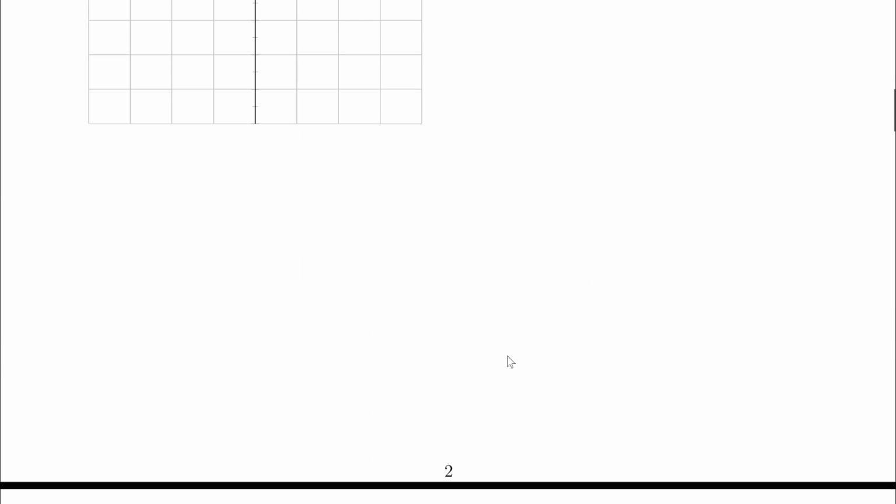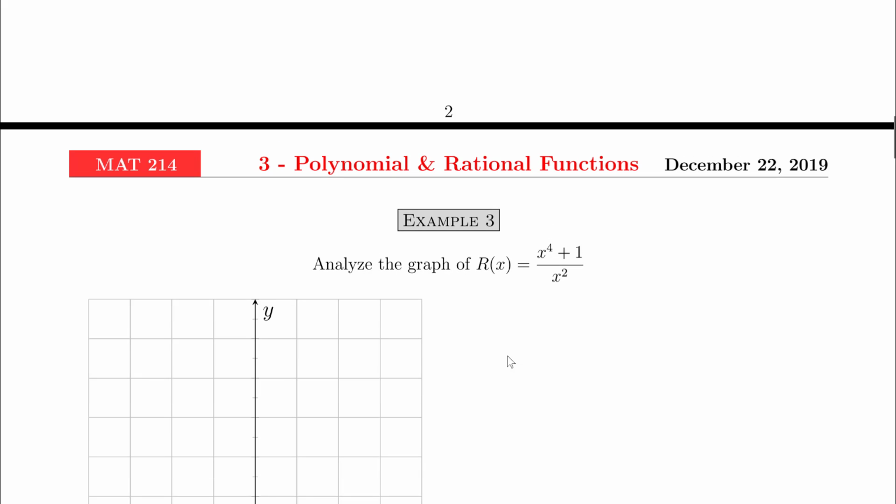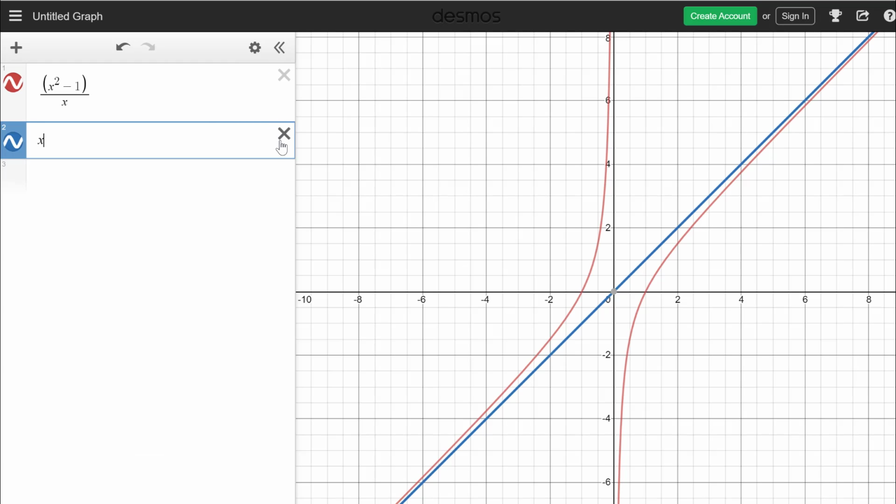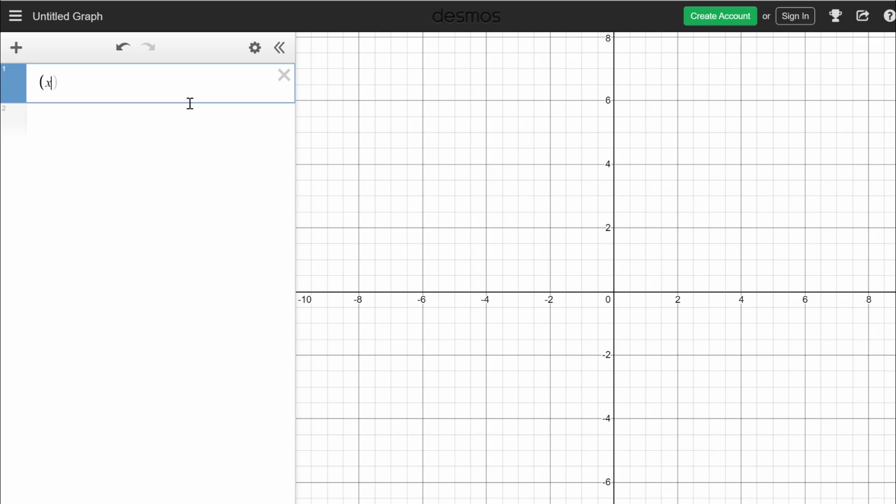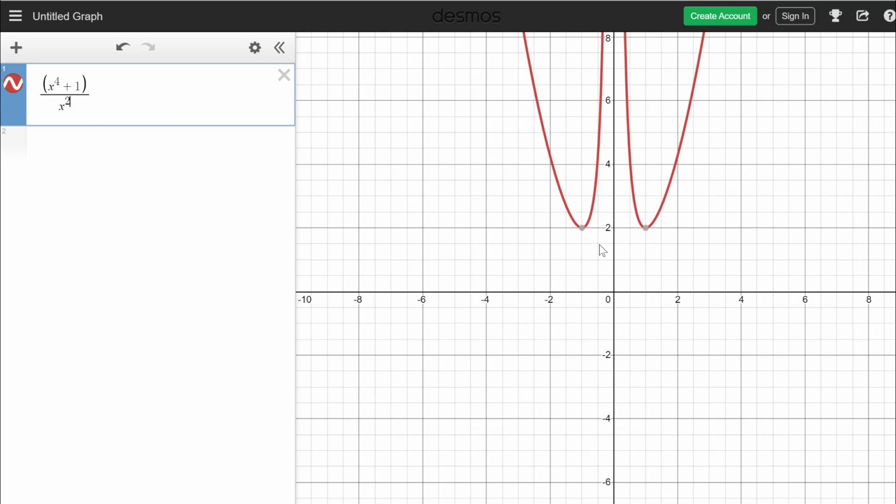With our third example, we are looking at x to the 4th plus 1 over x squared. So let's go back to the graph. We have x to the 4th plus 1 over x squared. And here's our graph. We have no x-intercepts. We do have these two minimum values. We have one at -1, 2, and we have another minimum value at 1, 2. x equals 0 is a vertical asymptote of this graph, and that's the analysis.